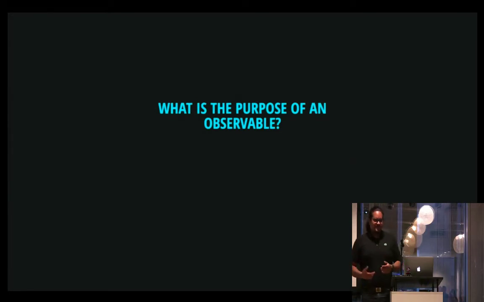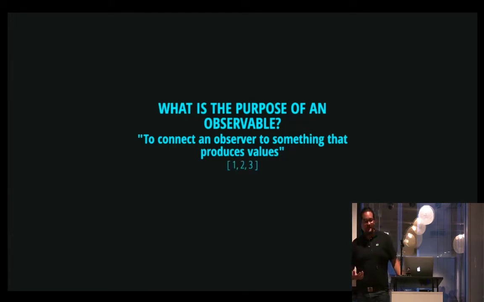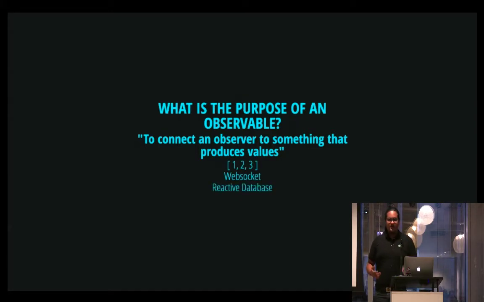Now, what is the purpose of an observable? The purpose of an observable is to connect some observer to some producer of values. Now, what are producers of values? An array could be a producer of values. A WebSocket connection can be a producer of values. Or a reactive database could be a producer of values.